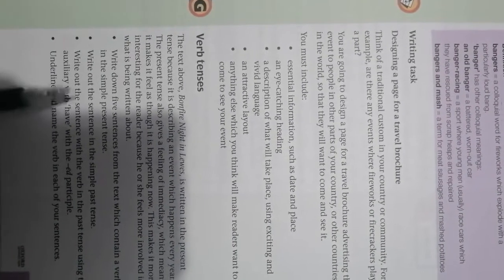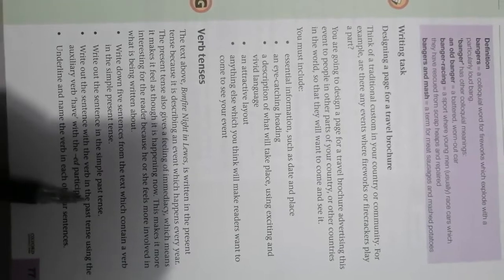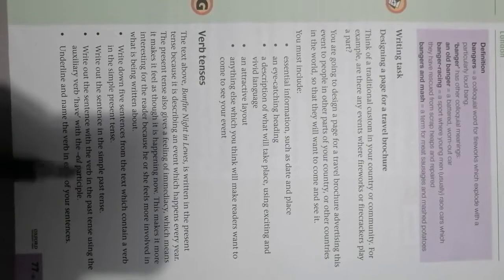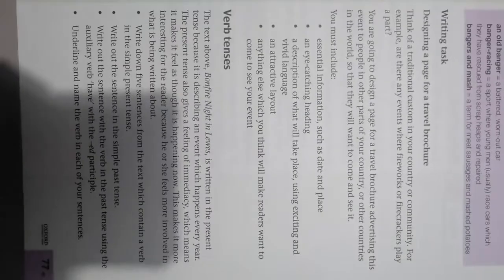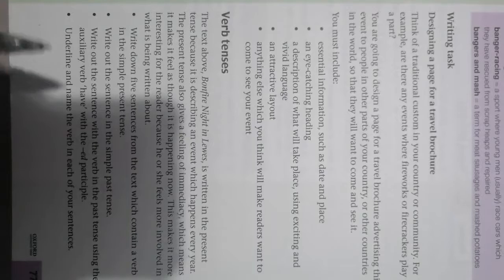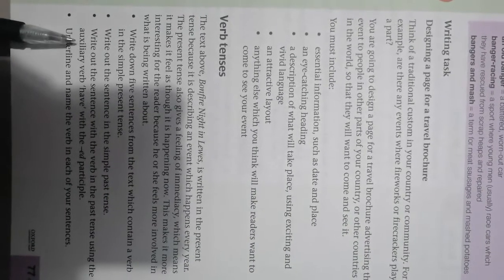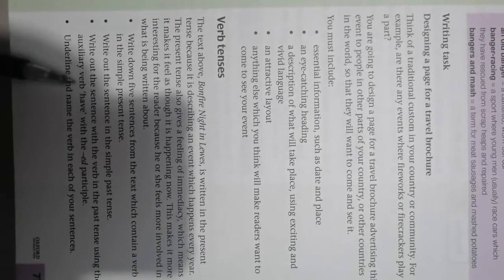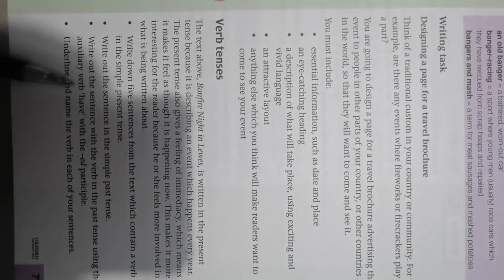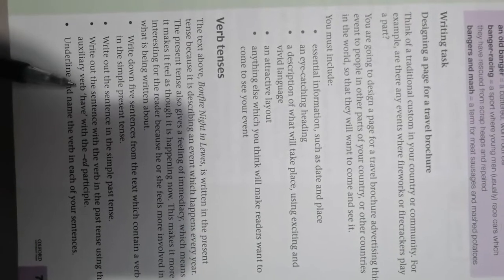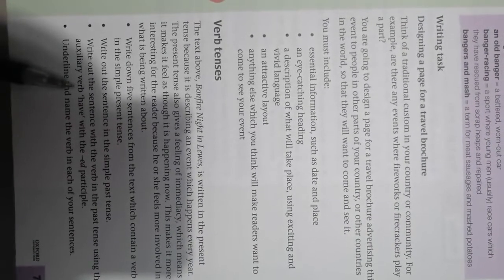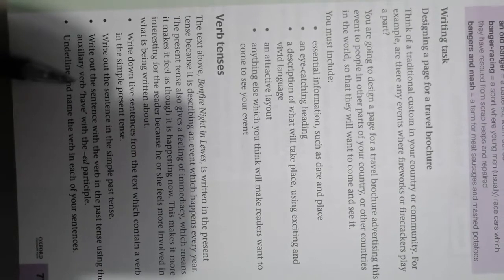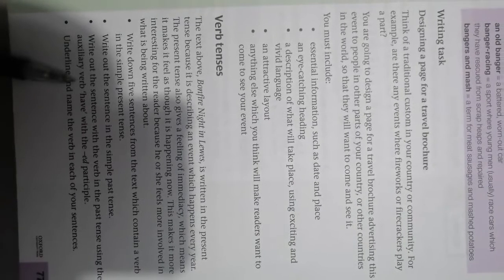Now the other one is write out the sentence with the verb in the past tense using the auxiliary verb have with the ed participle. Okay, dear students, so here we have the word auxiliary verb. What is an auxiliary verb? Dear students, an auxiliary verb is used in forming the tenses, moods, and voices of other verbs. And the primary auxiliary verbs in English are be, do, and have.